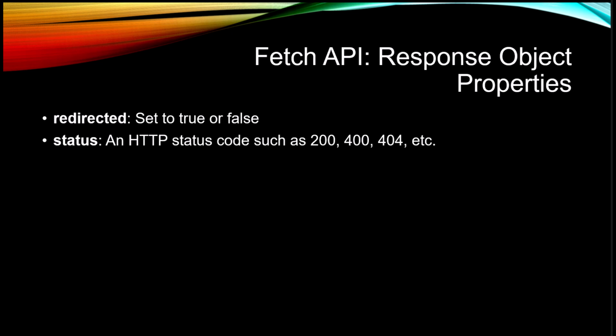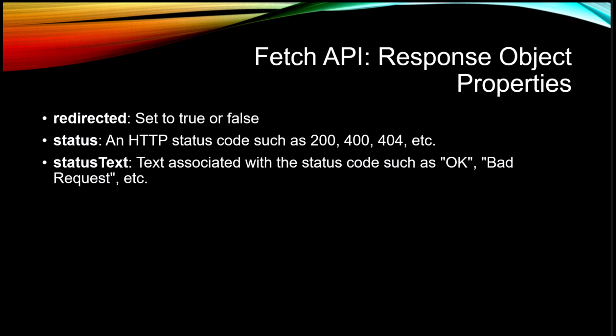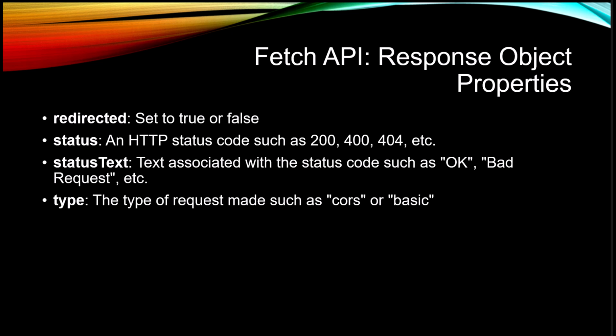Status, an HTTP status code such as 200, 400, 404, etc. Status text, the text associated with the status code such as OK, bad request, not found, things like that. Type, the type of request made such as cors or basic. URL, the URL which was used in the request.